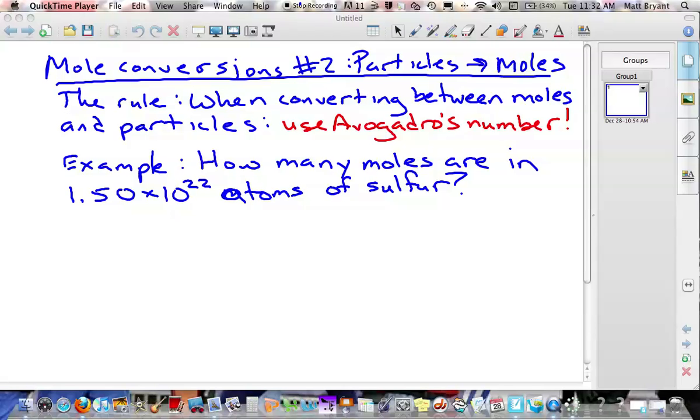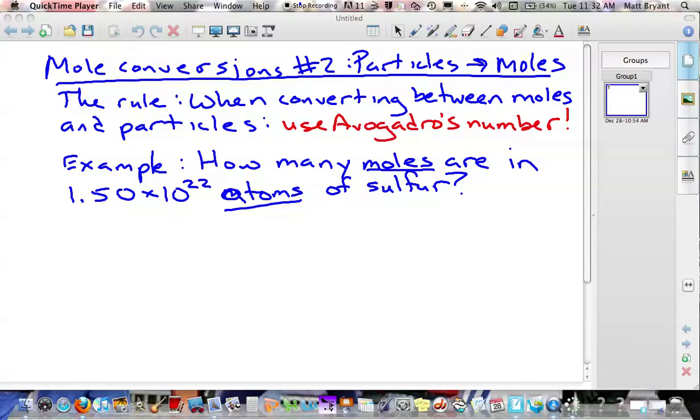So here's an example. How many moles are in 1.50 times 10 to the 22nd atoms of sulfur? So, first thing we always write down is what we know. And in this case, we know that we're converting between atoms, which is right here, and moles. So we start with the information that we're given, which is 1.50 times 10 to the 22nd atoms of sulfur. And we want to end up with a value that is given in moles.